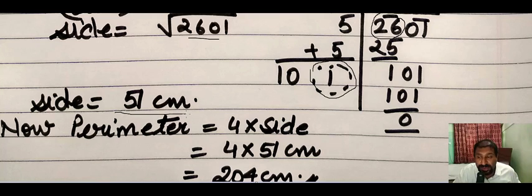So I can say that the side of the square frame equals 51 centimeter. And in this question they have asked to calculate the perimeter. The perimeter formula is 4 into side, which gives us 4 into 51, which is equal to 204 centimeter.